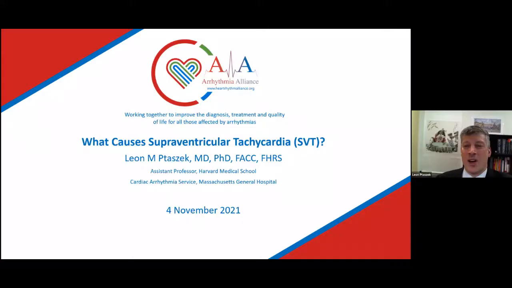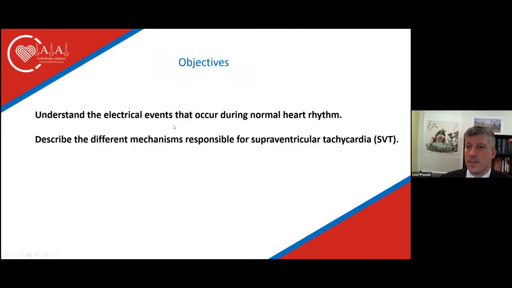And I believe your first talk is going to be on what causes supraventricular tachycardia, SVT. Our first session today will delve into the causes of supraventricular tachycardia. And this first session has just a few objectives, which are listed on the screen here. The first is the following. I was hoping that at the end of this session, you'll be better able to understand the electrical events that occur during normal heart rhythm. And by better understanding what happens under normal circumstances, I'm hoping that by the end of our session together today, you'll be able to better describe the different mechanisms responsible for supraventricular tachycardia.